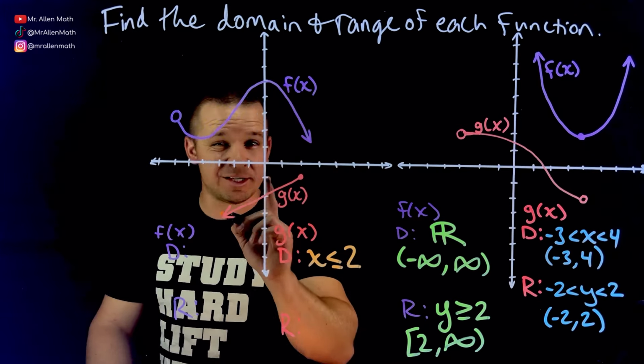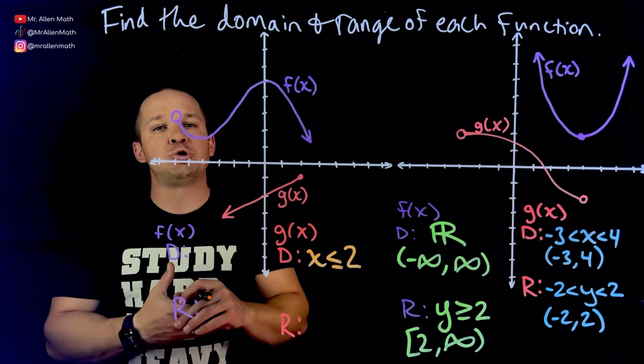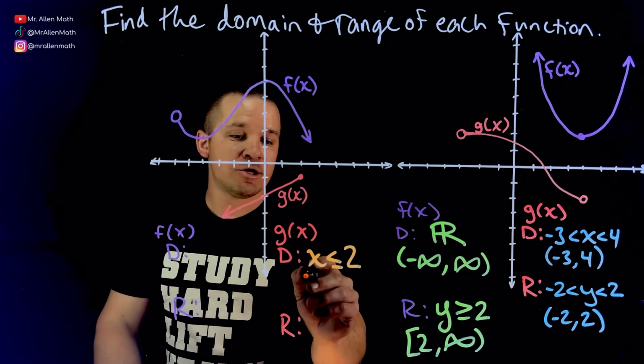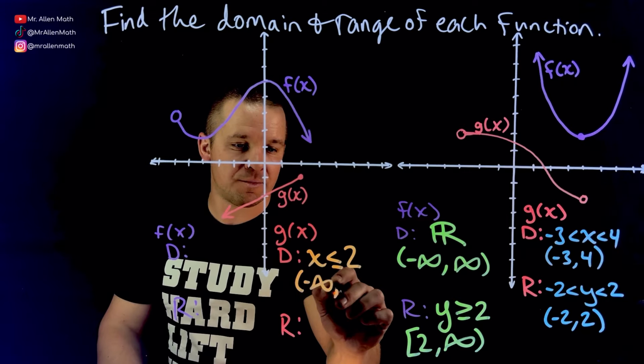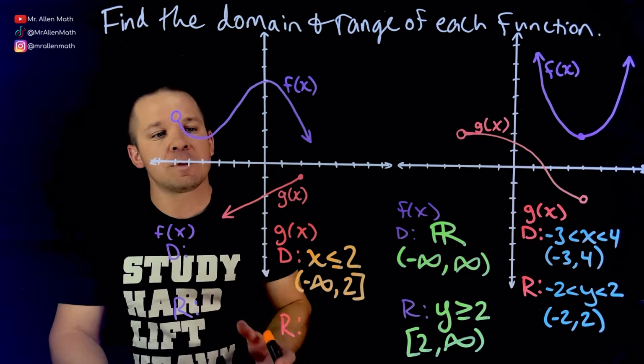Or you can say, and this is where you've got to be careful with your interval notation. It's tempting to do the 2 first, but you should always go from the least to the greatest. So we're going to say from negative infinity to positive 2. Close those brackets. Last one here, range.